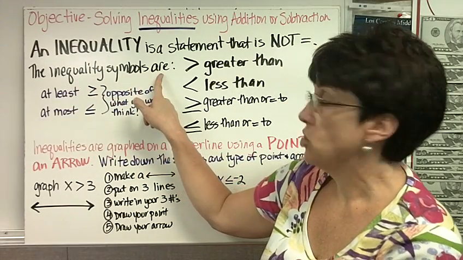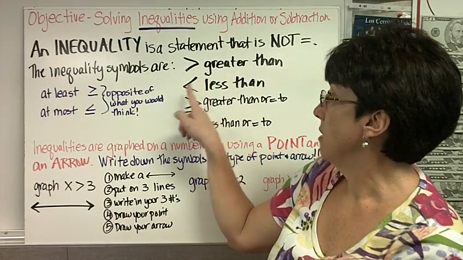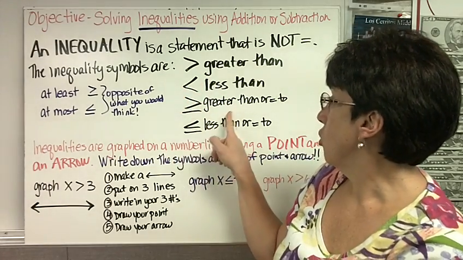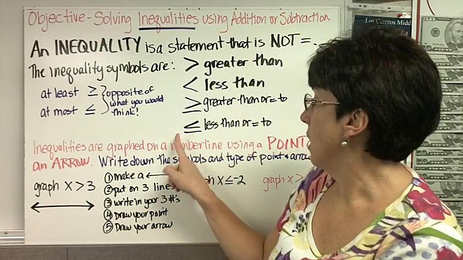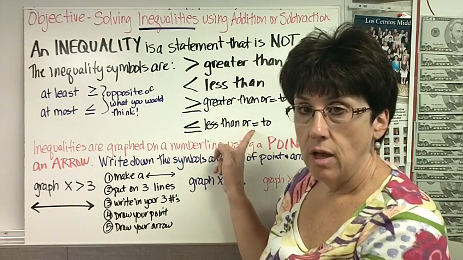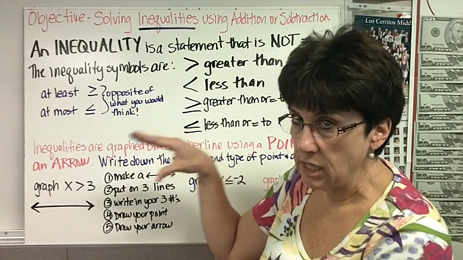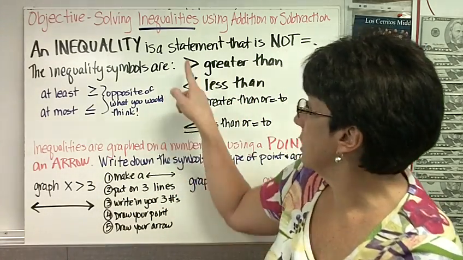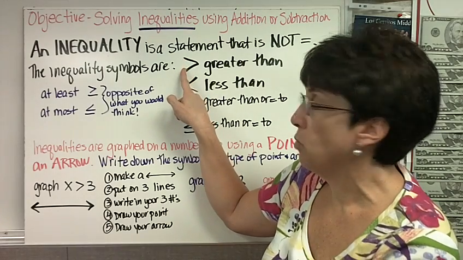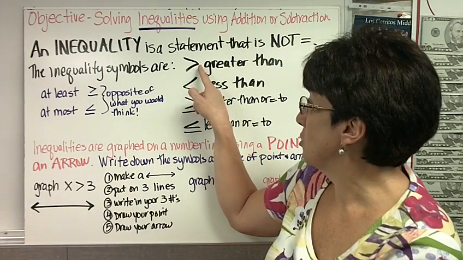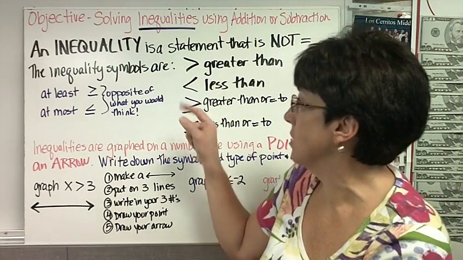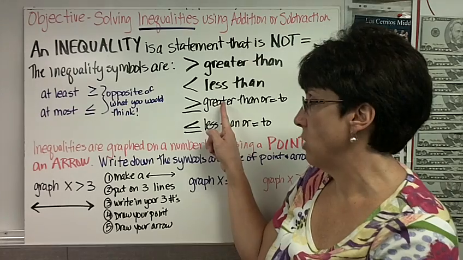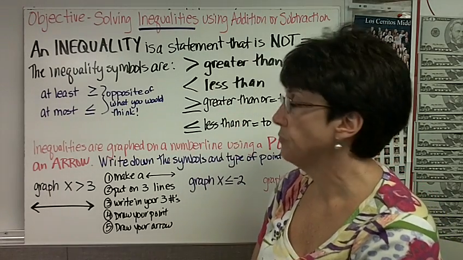The inequality symbols are greater than, less than, and if it has a line underneath it, we say greater than or equal to, less than or equal to. I'm not going to talk about the alligator or the crocodile eating something. We read the statement going from left to right, and one way you can remember it is the space between these 2 points is a lot more than the space between those 2 points because they actually touch. So reading from left to right: greater than, less than, greater than or equal to, less than or equal to.